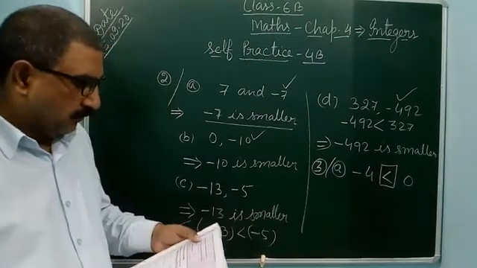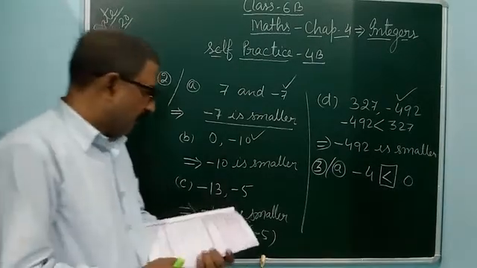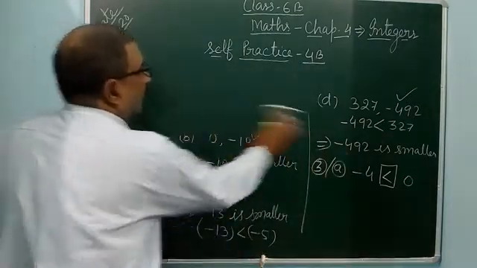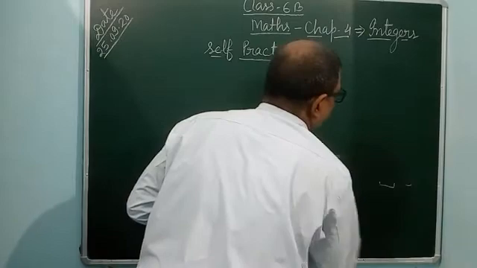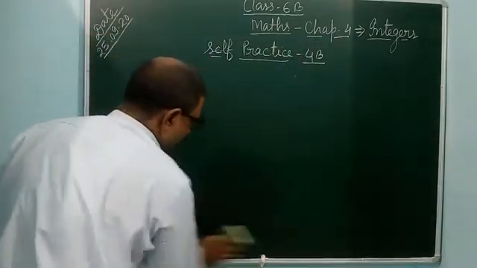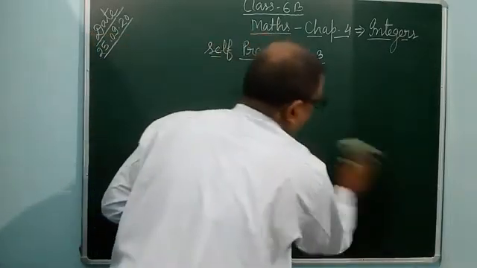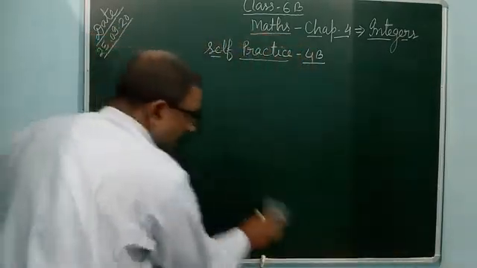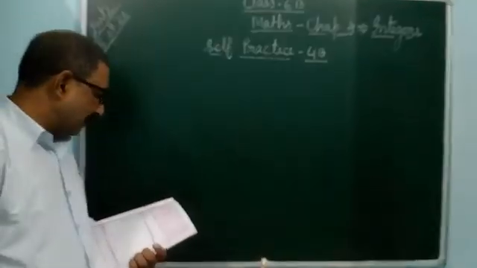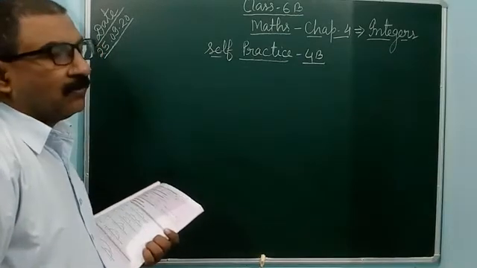Question number 4. Order the integers from the least to the greatest. Least means smallest. Greatest means biggest number. It means ascending and descending order. You can understand it: least to greatest means ascending order.